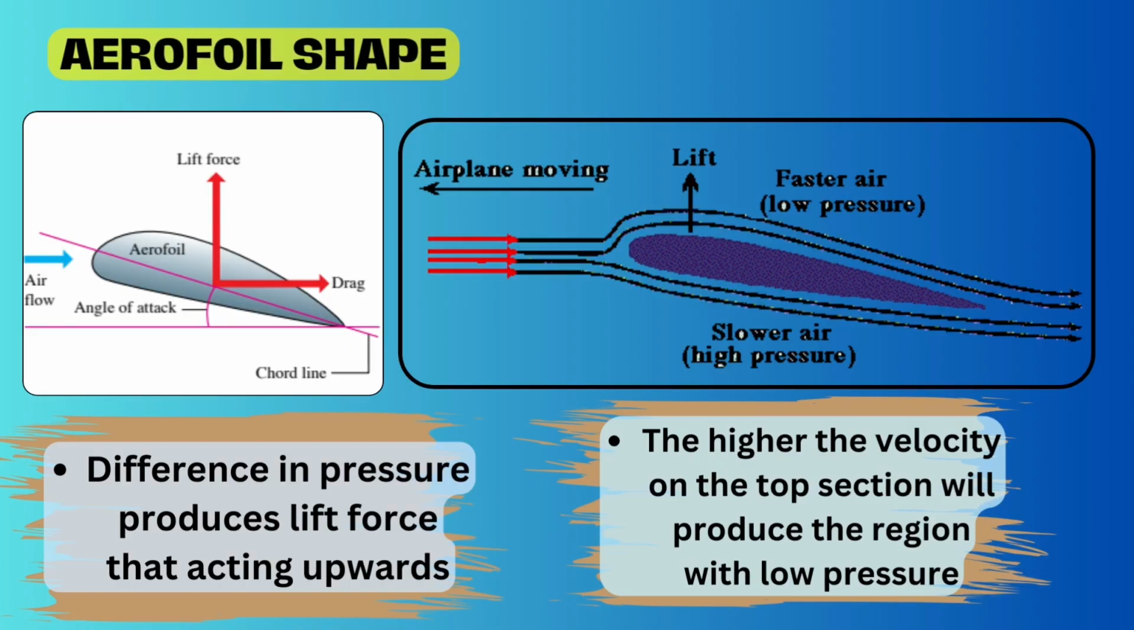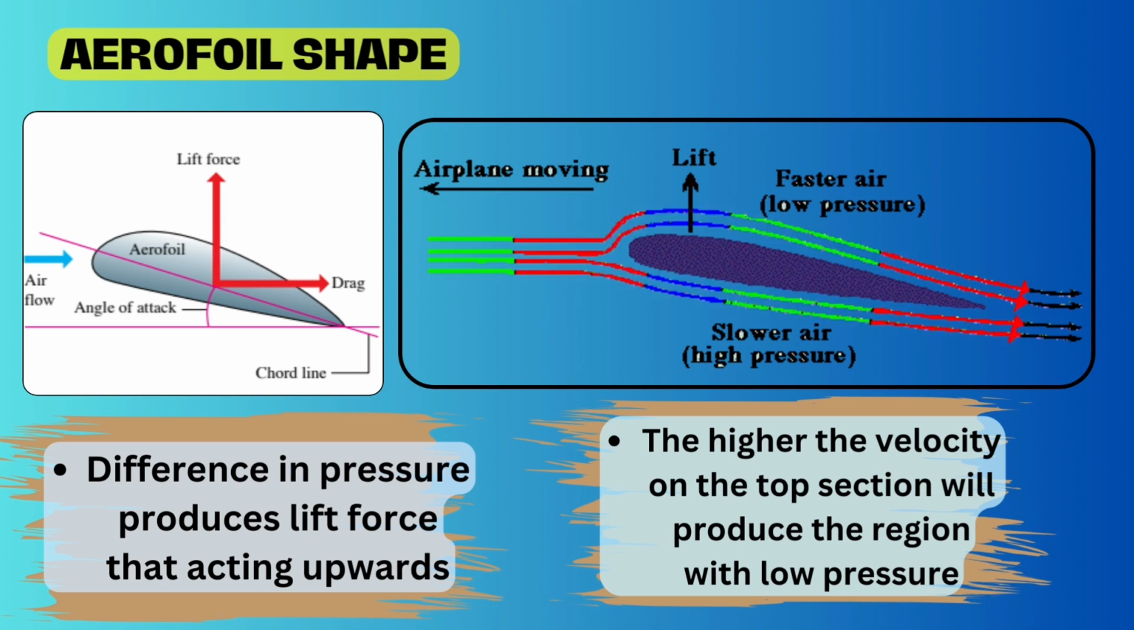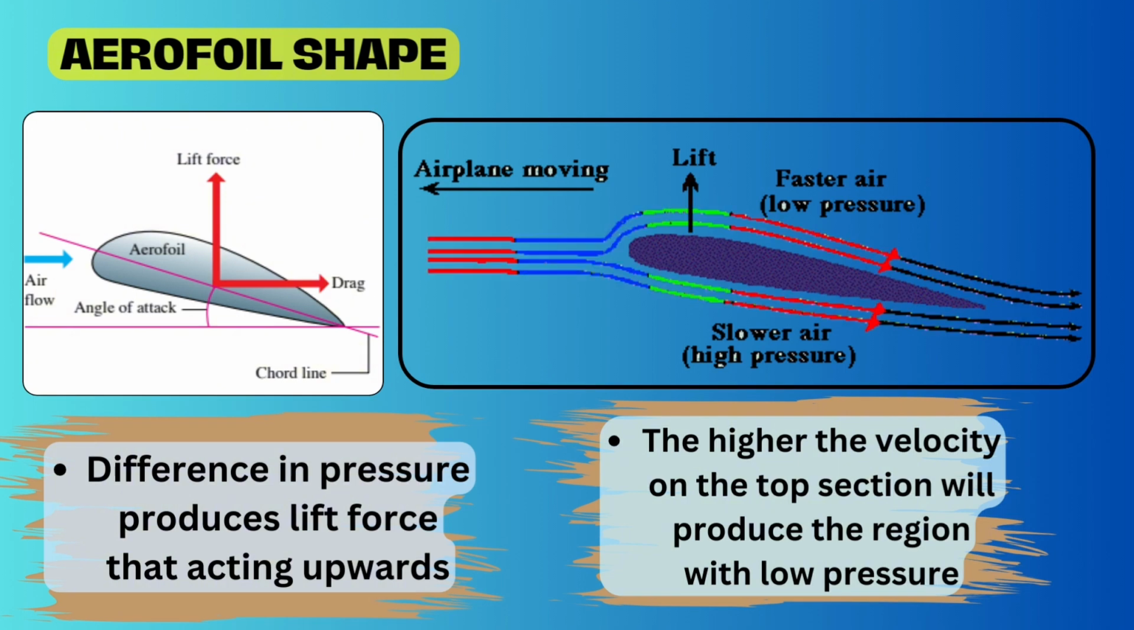Alright, as you can see in the previous video, there is a sample of an aerofoil kit, which is the factor that causes the lift force. The aerofoil shape is the curved shape installed on most aircraft wings. When the airplane is moving, it will create two different regions, the top region and the bottom region.